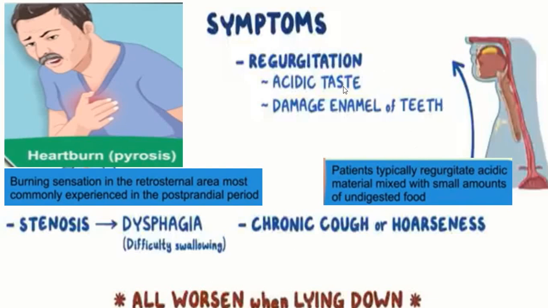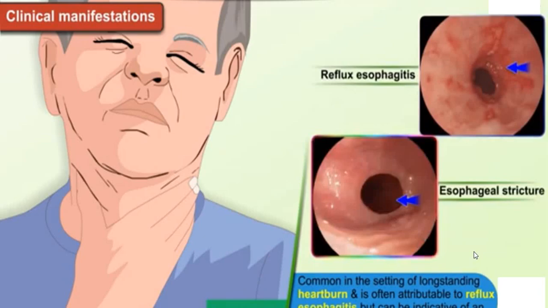So regurgitation, acid taste, damage to enamel of the teeth, these will be extraesophageal symptoms. Commonest symptom is heartburn, or we call pyrosis, and secondary to the damage to the esophagus, stenosis, dysphagia, and damage to the larynx and aspiration, chronic cough, hoarseness of voice, and all this will worsen more with lying down posture.